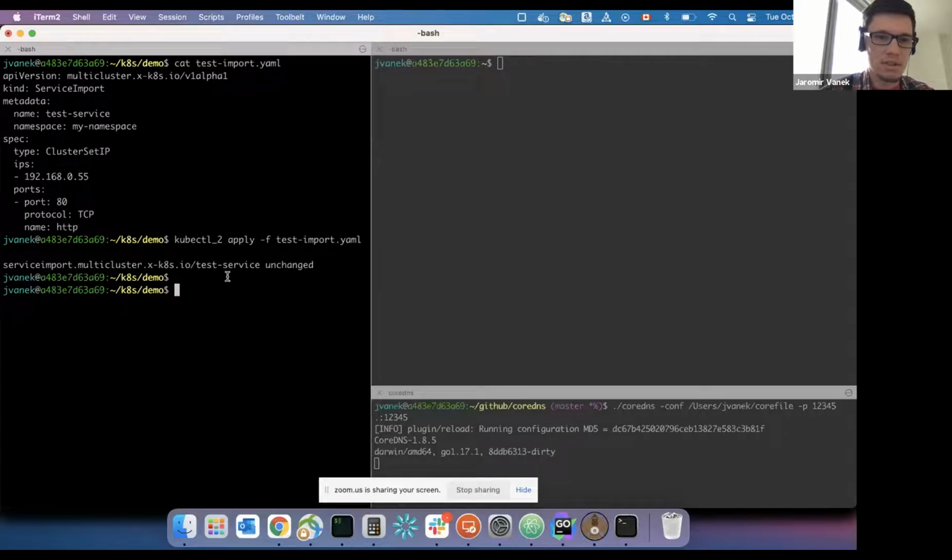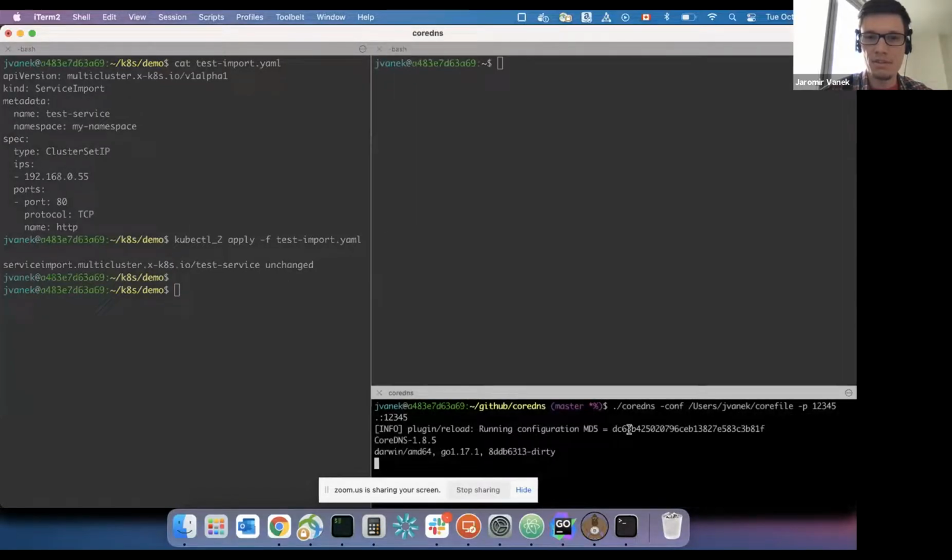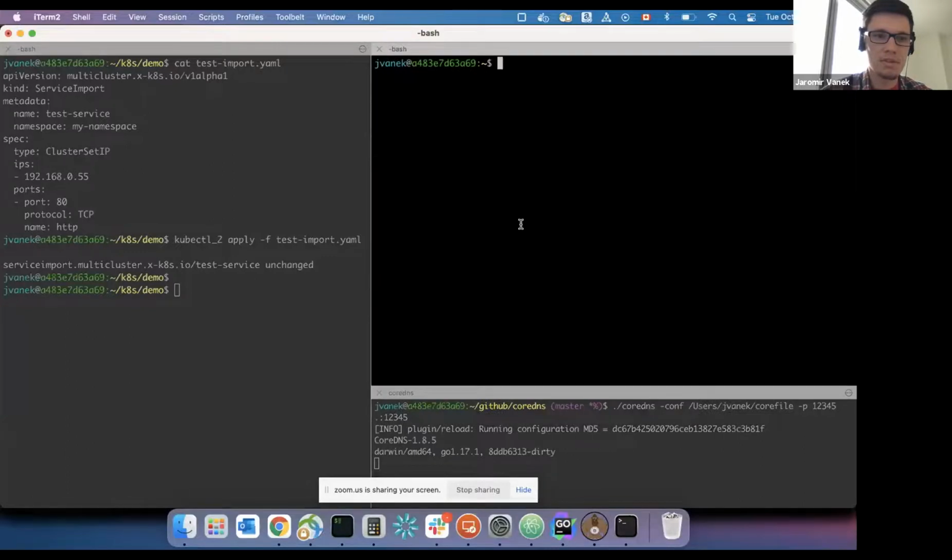So okay, it was already applied before. So anyway, now I can actually exercise my CoreDNS. I'm running the custom build locally, and it points to the cluster. So I can use dig to send DNS requests, and I can now just follow the multi-cluster DNS spec.